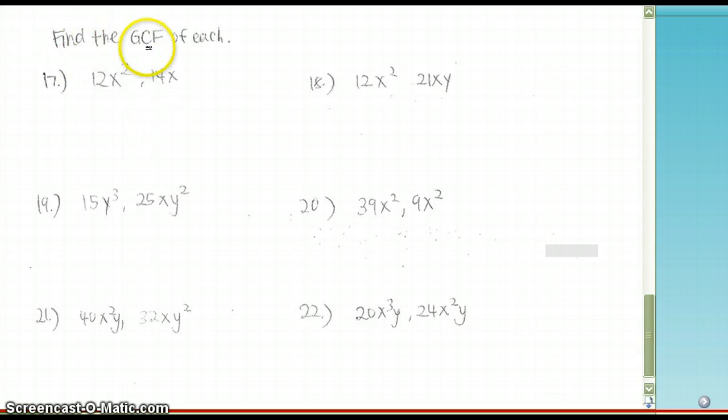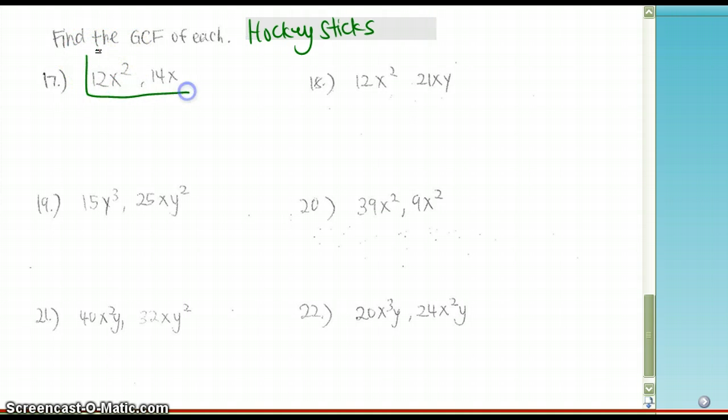So as we find the GCF, we are using the hockey stick method. And in the hockey stick method, it's basically dividing backwards, and so we're writing a division box, like a hockey stick, but instead of the other direction, we write it backwards.